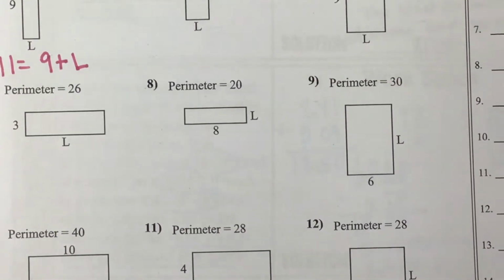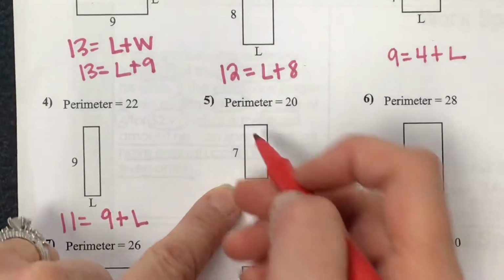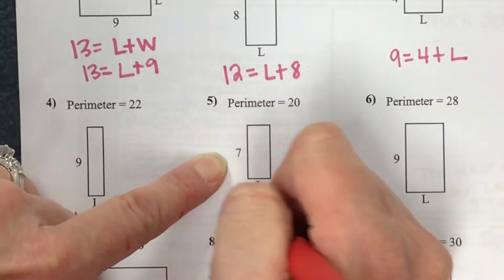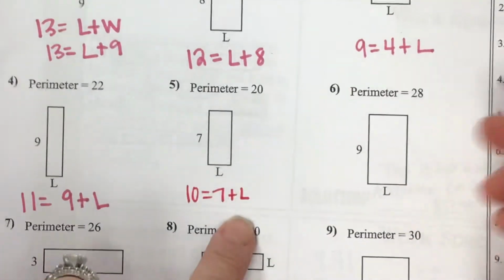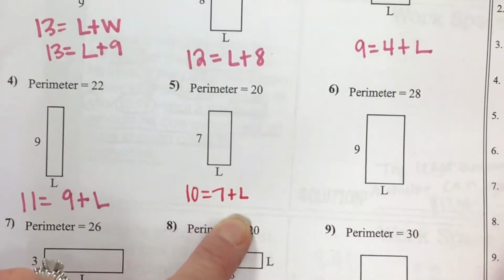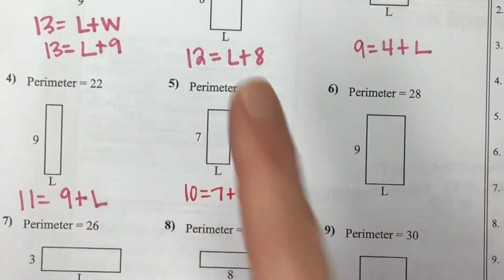Just really quickly, let's check them out. So half of 20 is 10. Okay, so 10 is equal to 7 plus the length. So for number 5, it is 3 centimeters. 3 plus 7 is 10. When you double that, that is 20.